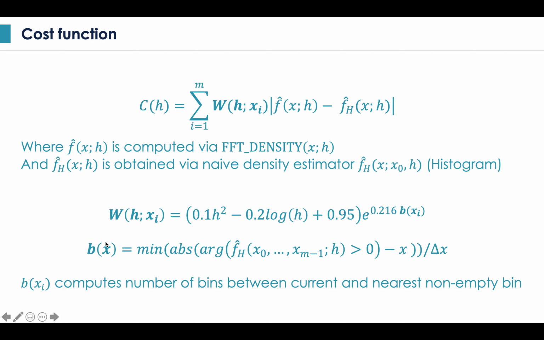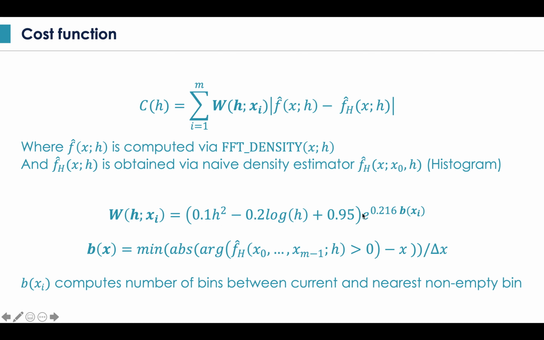So for the weight function, like 0.1 h square, 0.2 log h, it is obtained with some values for the constants. The values 0.1, 0.2 are obtained via some tuning on the data, or we can see which fits the data. But in general, these values are good enough for the majority of data. We may not need to tune them. So this has two parts. The first part is a function of h: h square, log h and a constant.